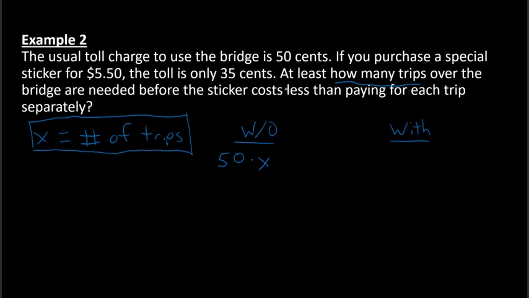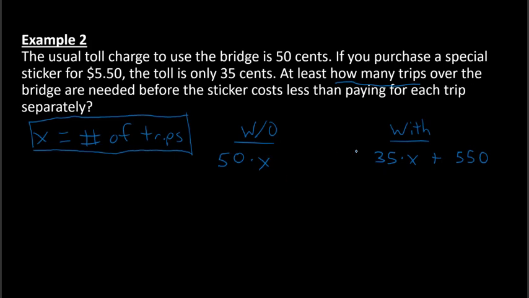With the sticker, it's 35 cents times the number of times we cross the bridge. But in addition to that, we have the sticker cost of $5.50. When we write this, we've been using cents, so 50 cents, 35 cents. We need to write $5.50 all in cents. So $5 is 500 cents plus the 50, that would be 550 cents.